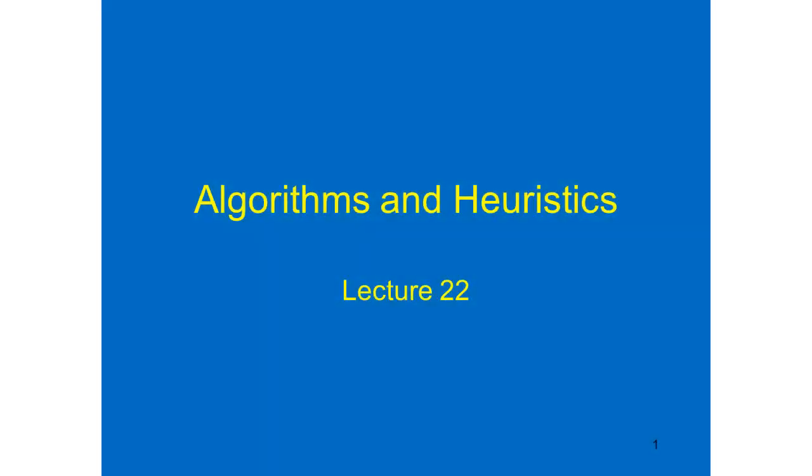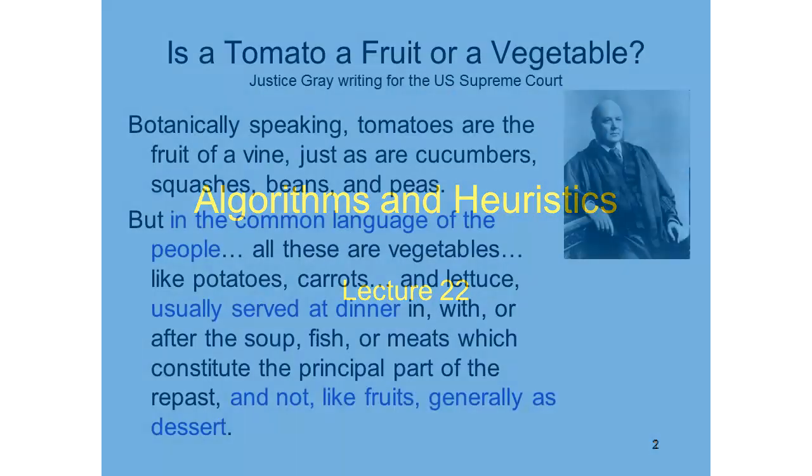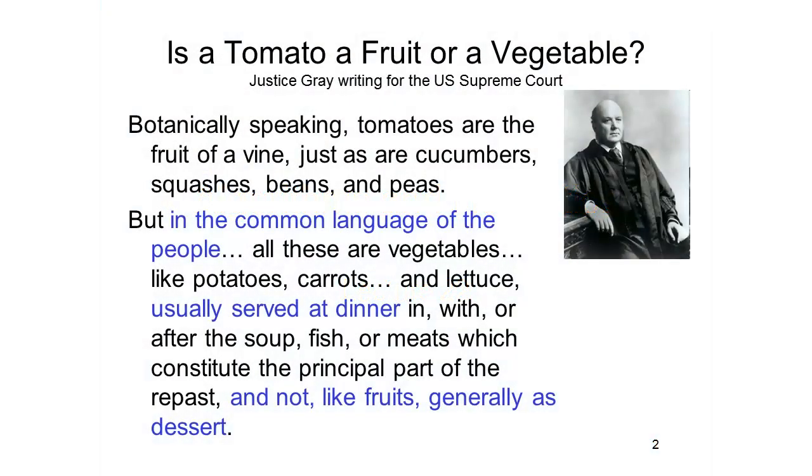Lecture 22, Algorithms and Heuristics. We can learn a lot about how people think by looking at the mistakes that they make. For example, when Justice Gray classified a tomato as a vegetable rather than a fruit, and the other 8 members of the United States Supreme Court agreed with him, he was actually doing something quite interesting.